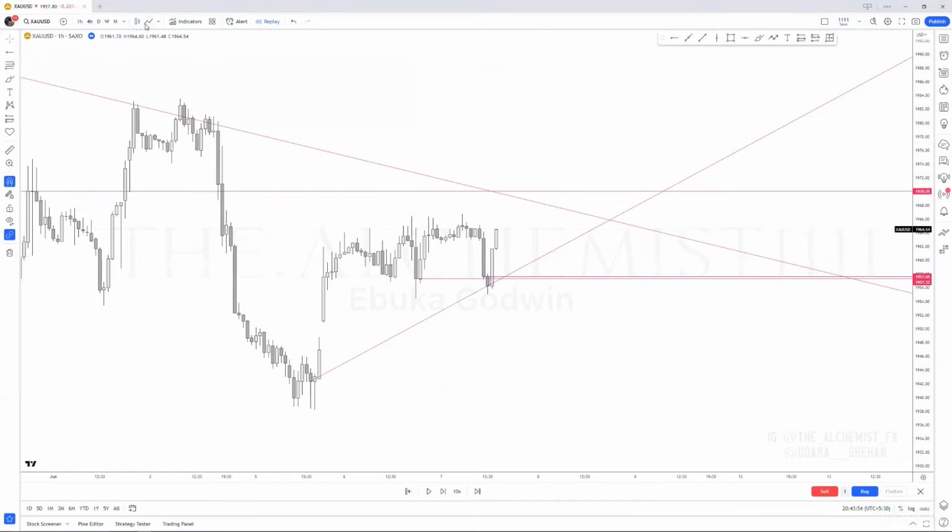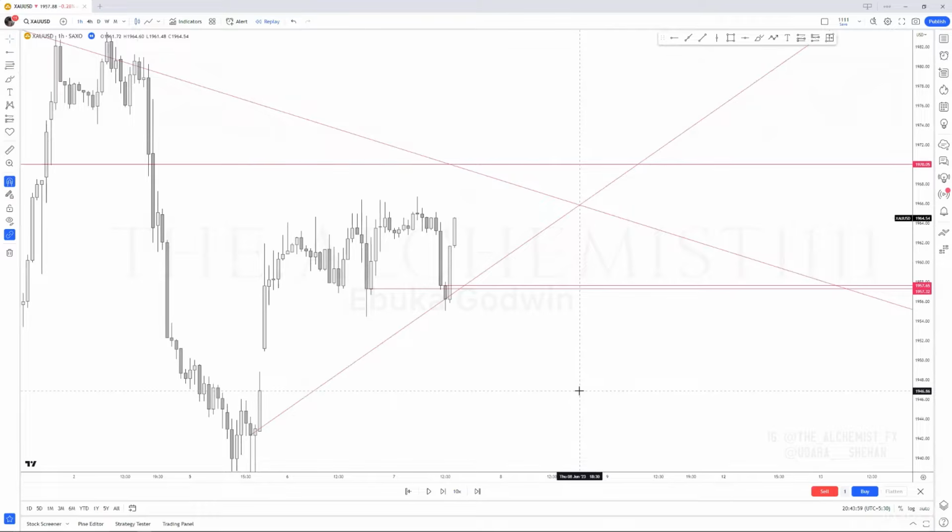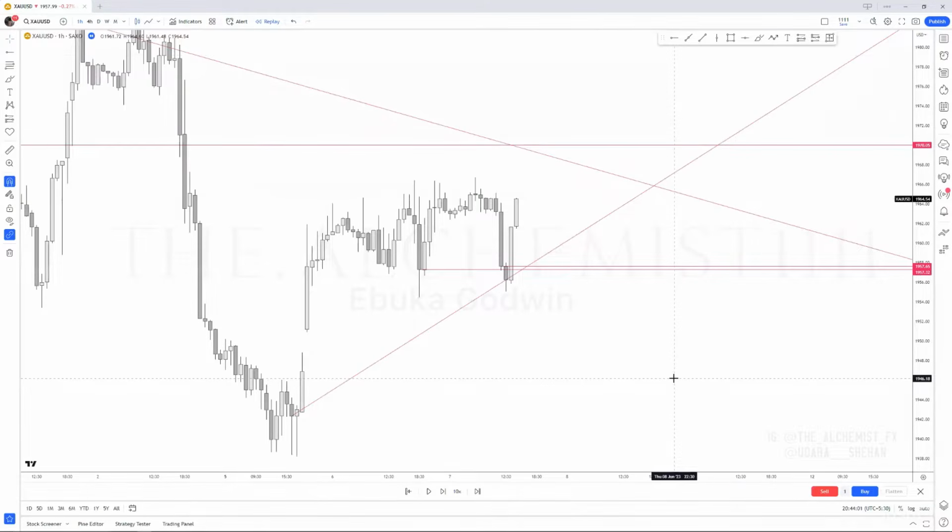This is the left shoulder, right? This is also the left shoulder. And now there's one way, personally, that I find the best trend lines, and that is by determining the timing.